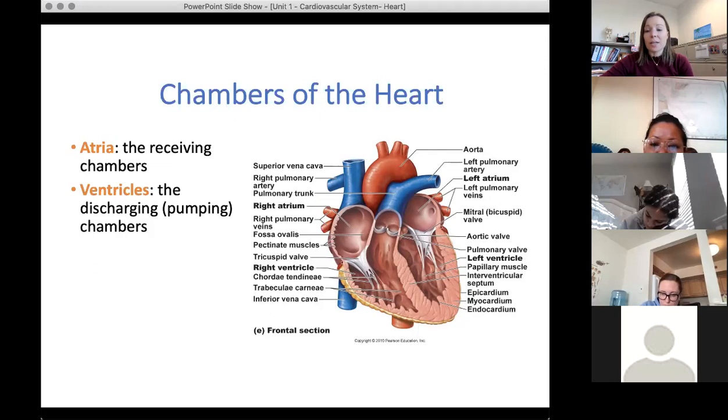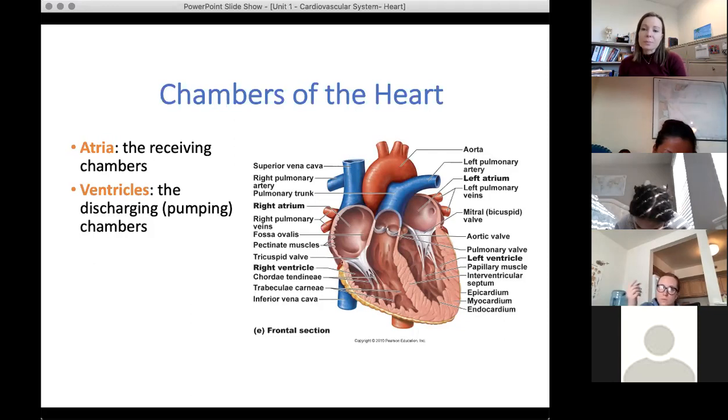Okay, and their function is to keep enough tension on the valves. They keep enough tension on these valves so that they don't open the wrong way. They don't turn inside out. They don't open the wrong way when the ventricles contract.